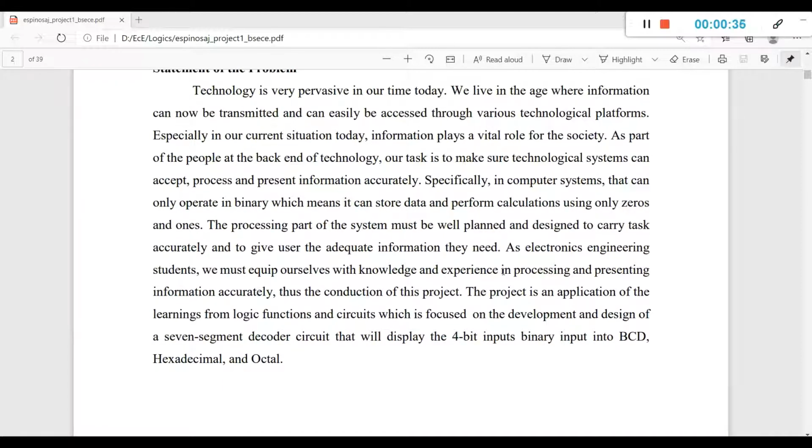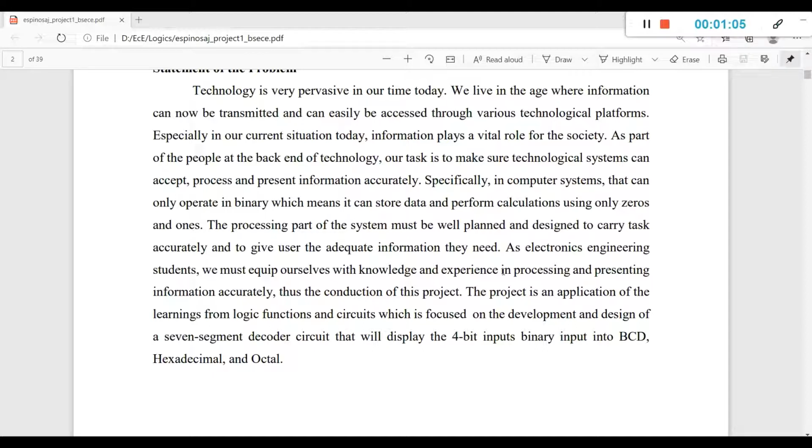As part of the people at the back end of technology, our task is to make sure technological systems can accept, process, and present information accurately, specifically in computer systems where it can only operate in binary, which means it can only store and perform data calculations using zeros and ones. The processing part of the system must be well planned and designed to carry tasks accurately and to give users the adequate information they need.